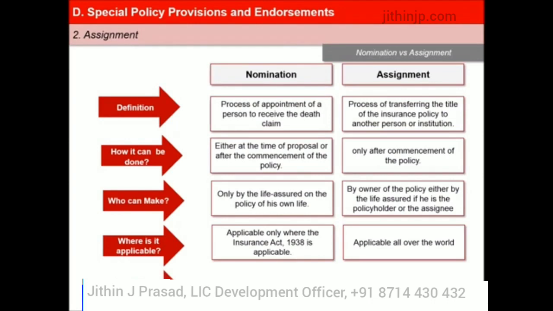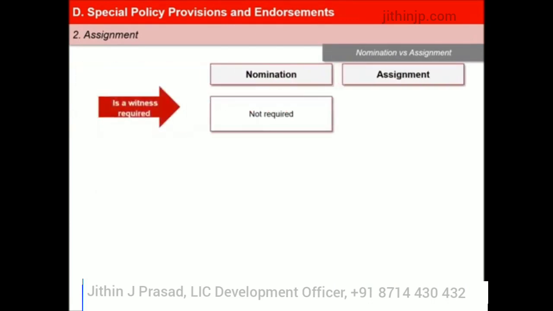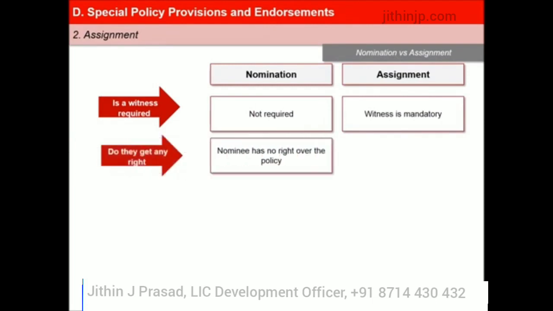Fifth, in nomination, the policyholder retains title and control over the policy, and the nominee has no right to sue under the policy. Whereas in assignment, the policyholder loses the right, title and interest under the policy until a reassignment is executed, and the assignee has a right to sue under the policy. Sixth, in nomination, witness is not required, whereas in assignment, witness is mandatory. Seventh, the nominee has no right over the policy, whereas the assignee gets full right over the policy and can even sue under the policy.